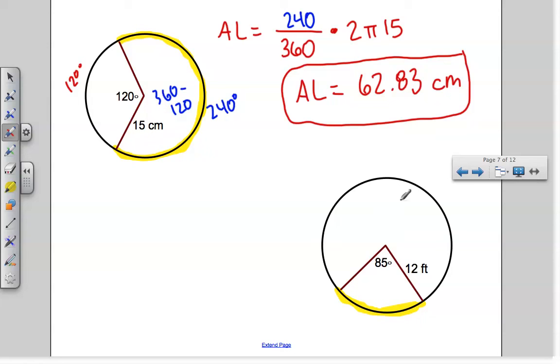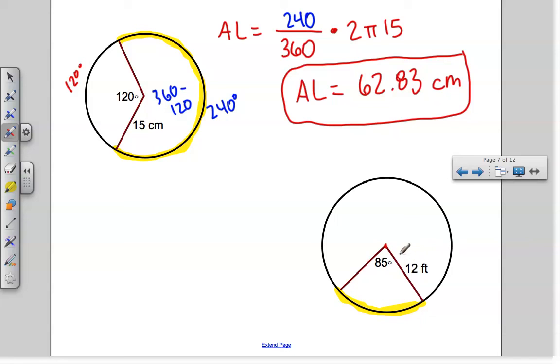I'm going to leave this last example for you to do coming into class tomorrow. Again, I want the arc length of the highlighted arc. You can tell the central angle is 85 degrees. So that arc is 85 out of the total circle, and the radius is 12 feet.